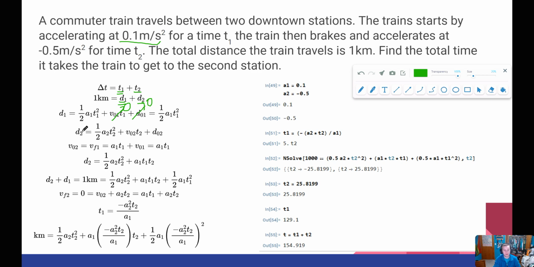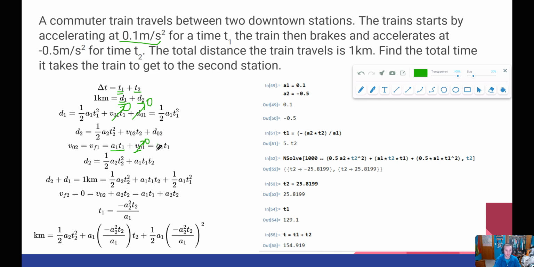So that's for part 1. That's for delta t1. For d2, we have 1/2 the acceleration a2 times t2 squared plus the initial velocity v02 times t2 plus the initial position. In order to find the initial velocity here, we get that from taking the acceleration of the first part times t1 plus the initial velocity of this. Again, this is 0.